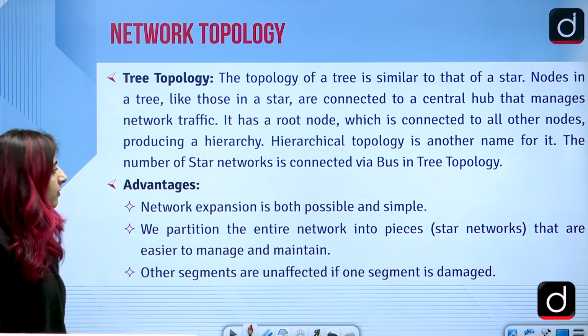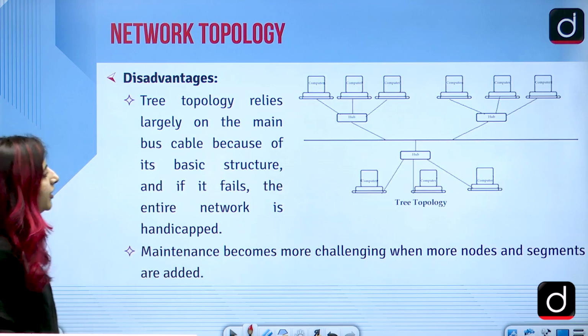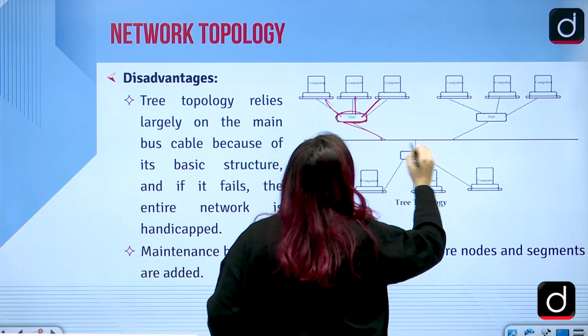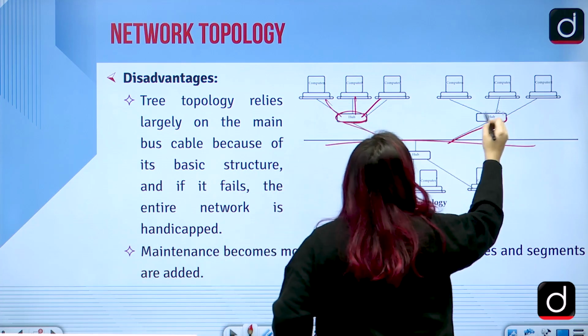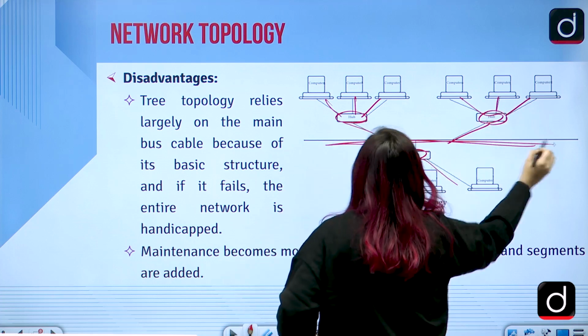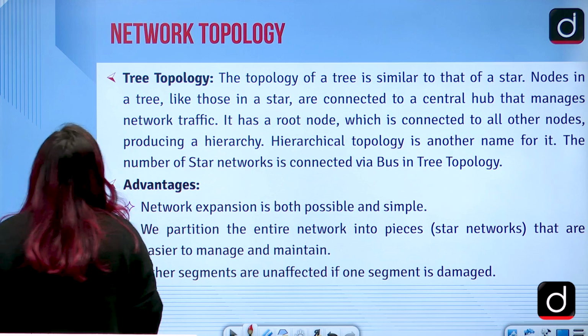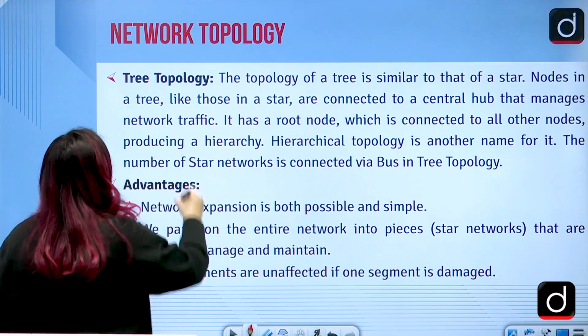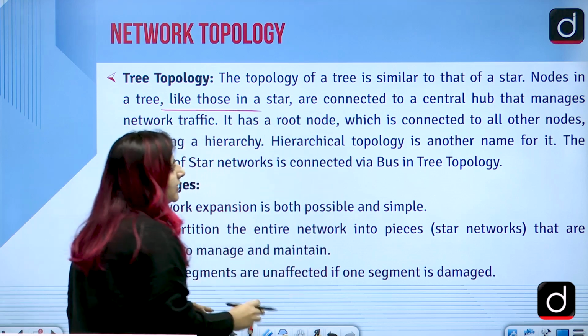Then we have tree topology. Let's just see first of all what a tree topology is. See here, one hub with multiple devices, then cabling with one hub, multiple devices, one hub, multiple devices using a single cable. The topology of a tree is similar to that of a star. In a tree, nodes, like those in a star, are connected to a central hub.